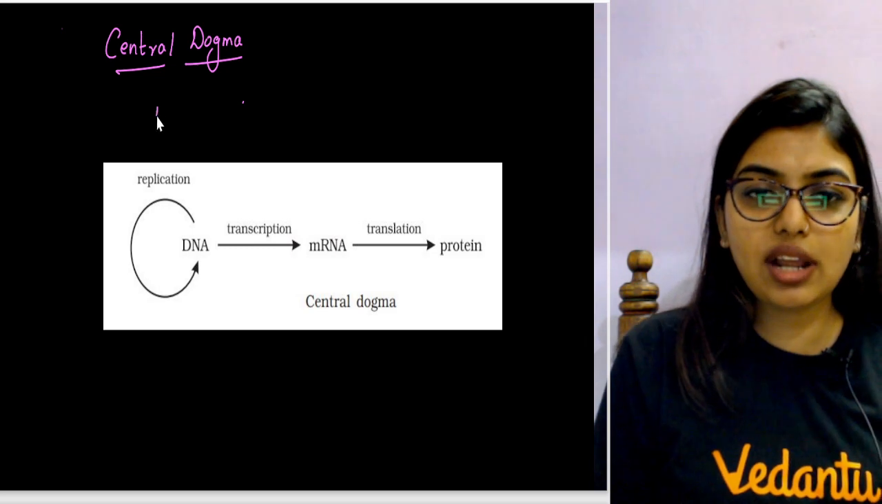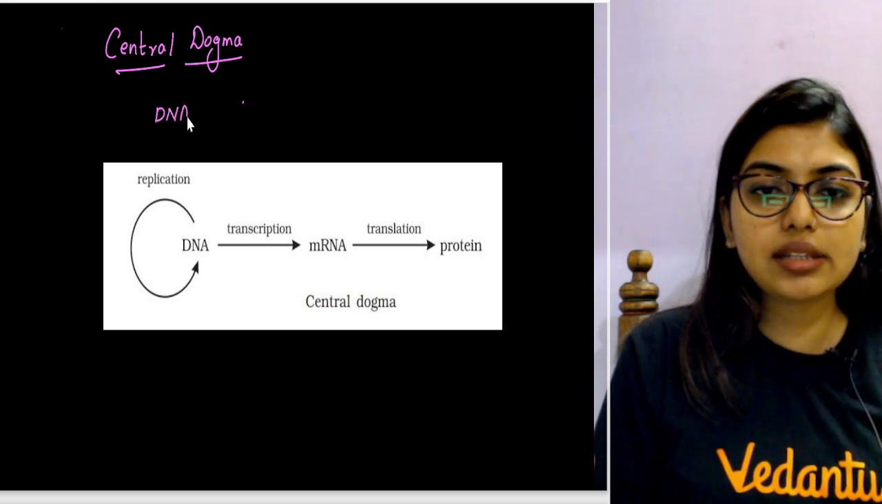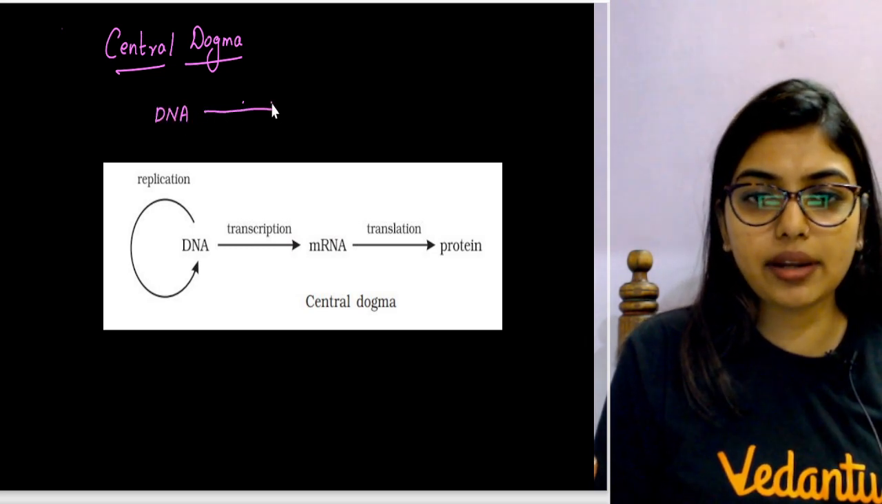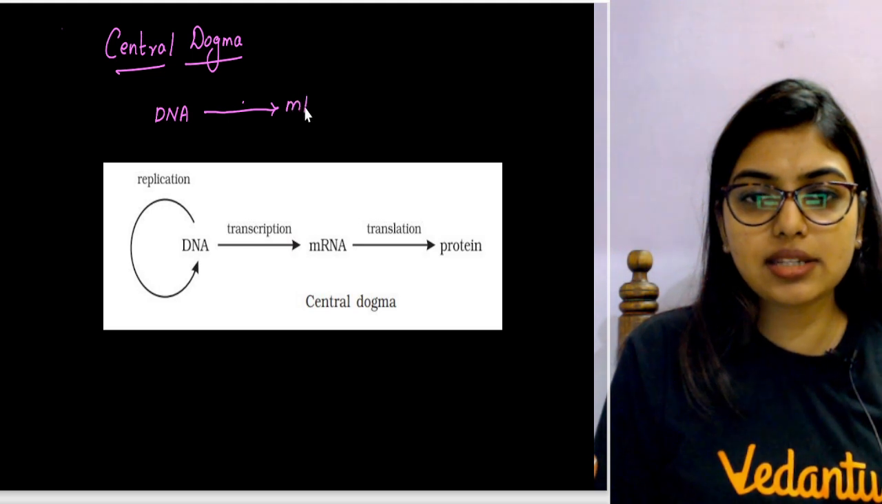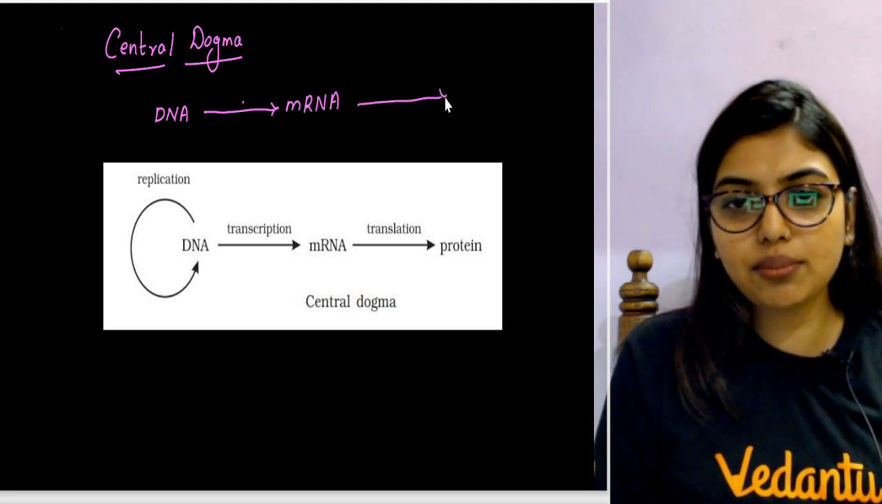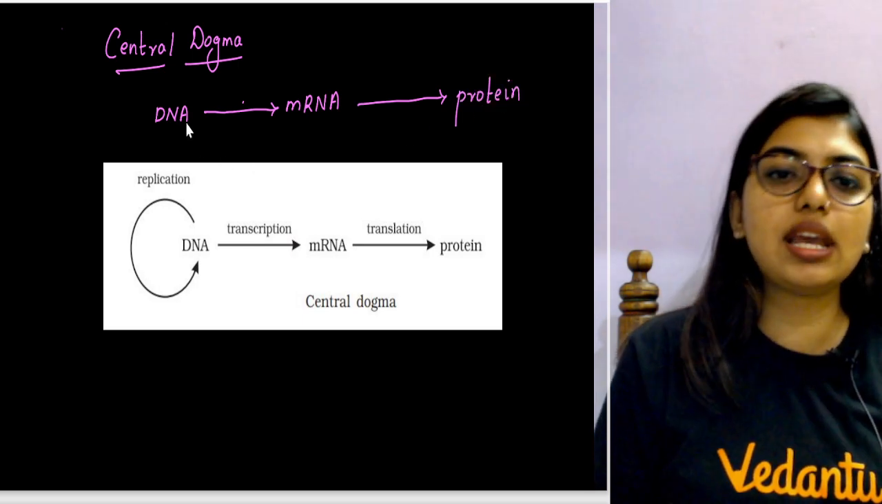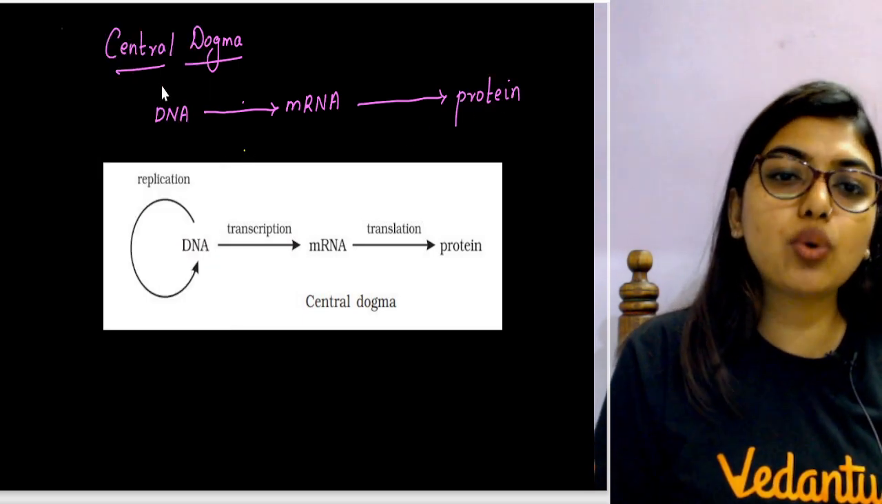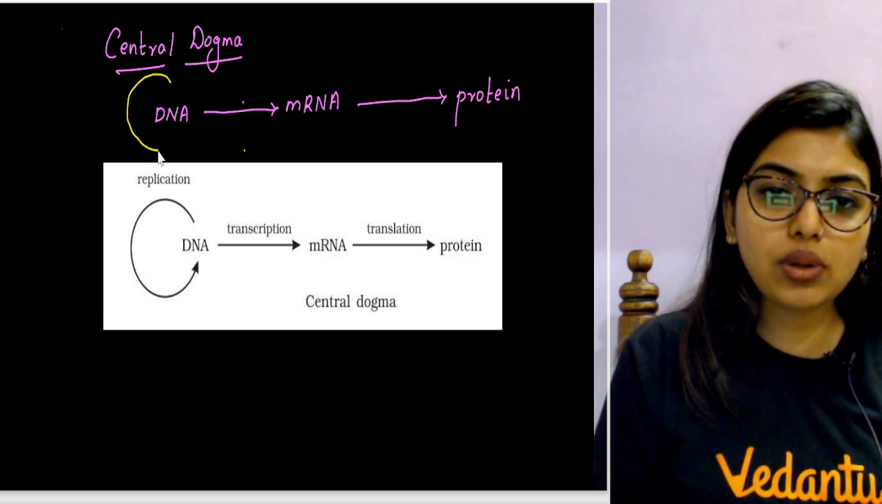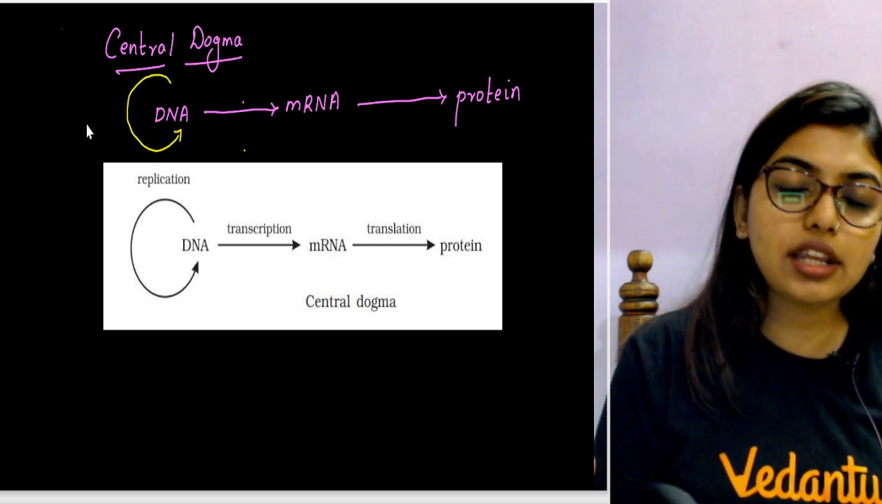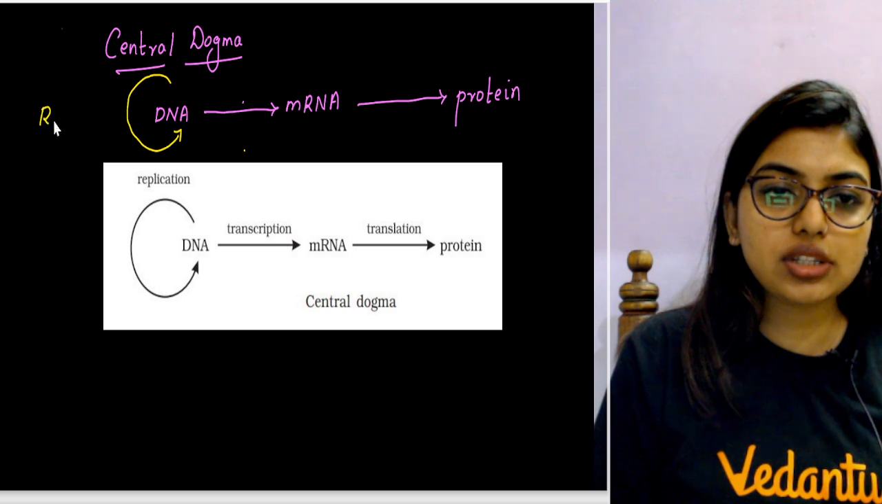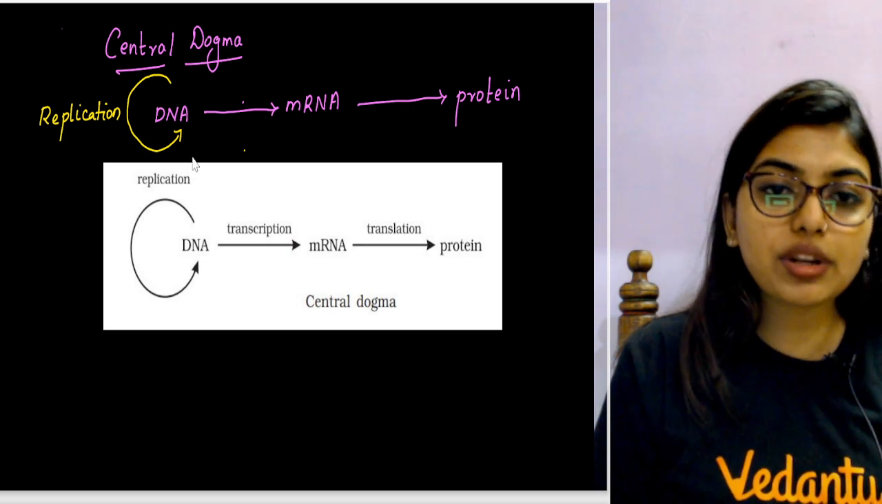So see, we all have DNA. This DNA can form mRNA. This mRNA can form proteins. DNA can also form its own structures, that is, they can replicate themselves. So that will be called replication. They can form their own replica.